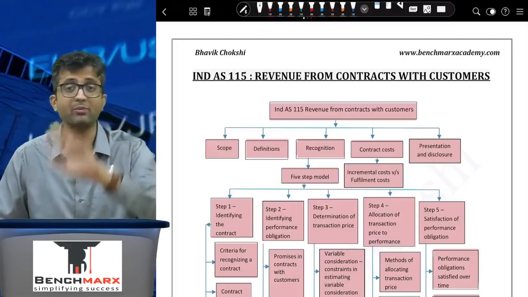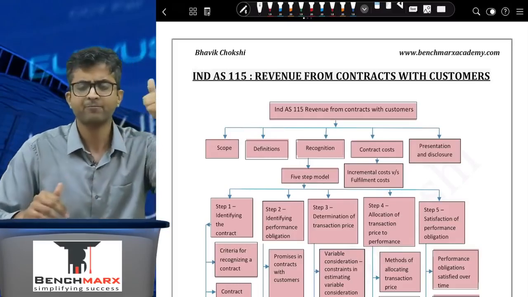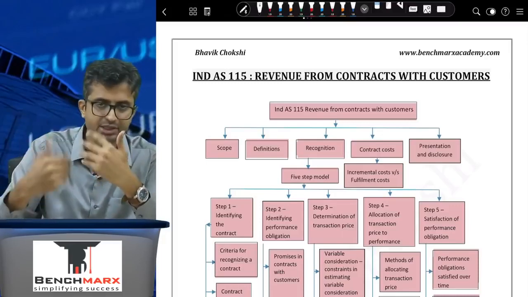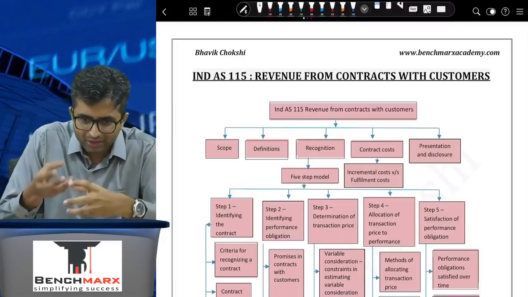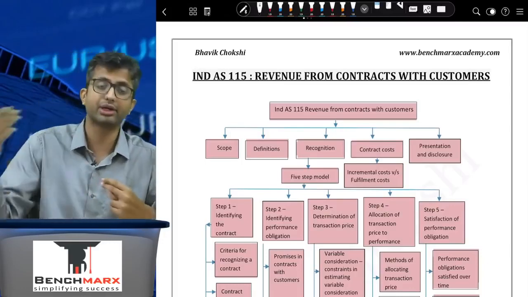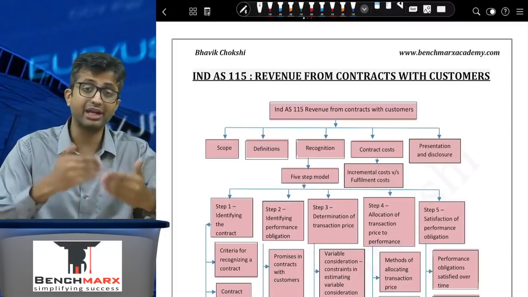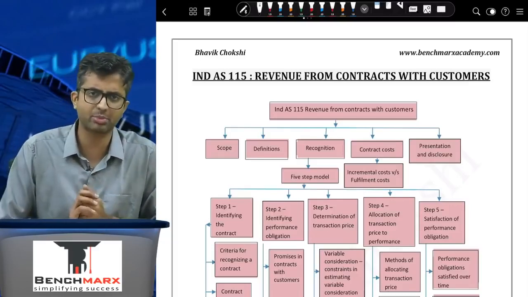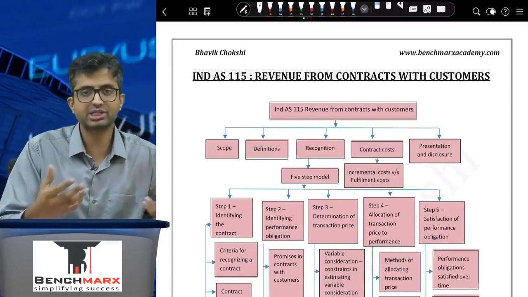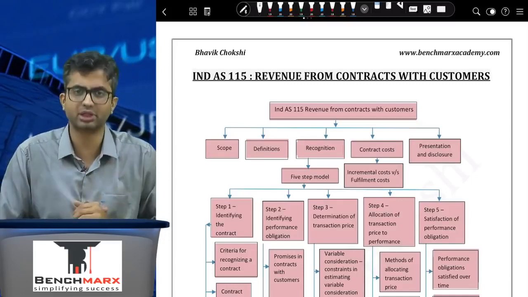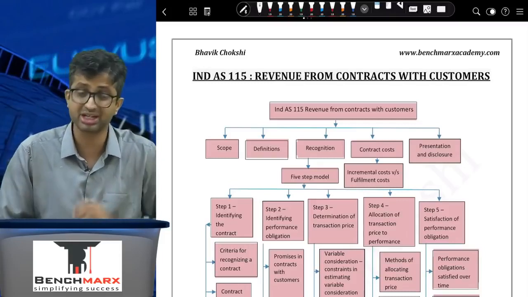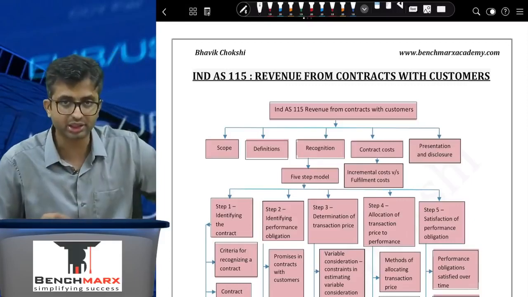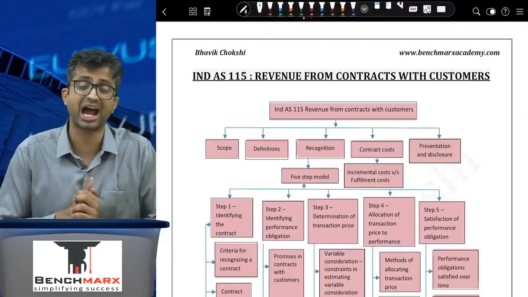When is it transferred over time? Well, if one of those 3 items happens, that is, if there is a simultaneous transfer of benefits. Second, you are working on the customer's asset only. And third and the last, if you are entitled to a pro rata share of the compensation, including reasonable profit margin, and the contract is something which is exclusively for the customer. It cannot be used for some other customer. In which case, if one of the 3 is satisfied, the revenue will be recognized over time. If all the 3 are not satisfied, then the revenue is recognized at a point of time.